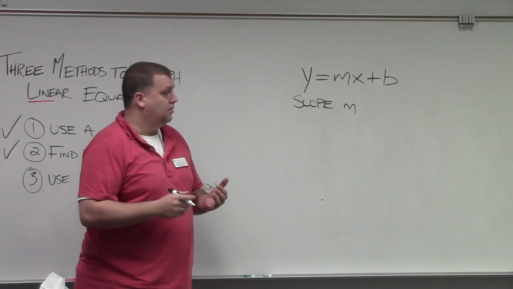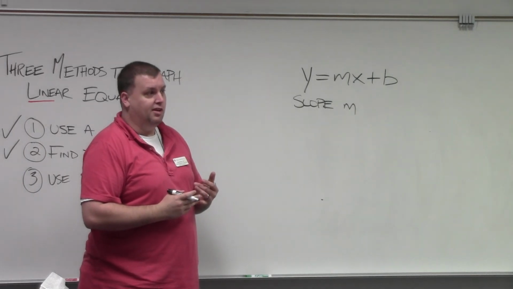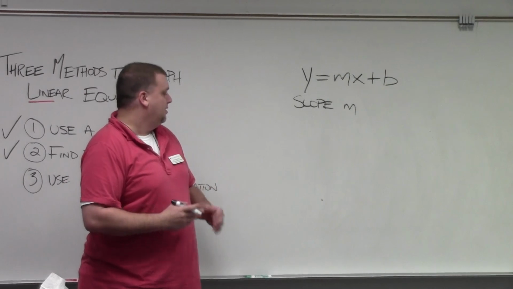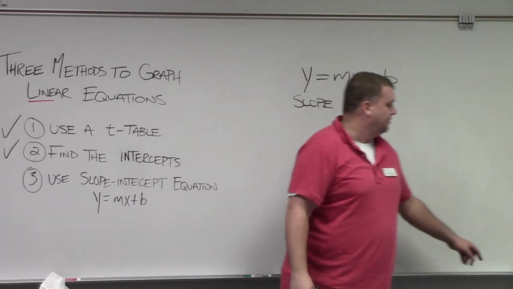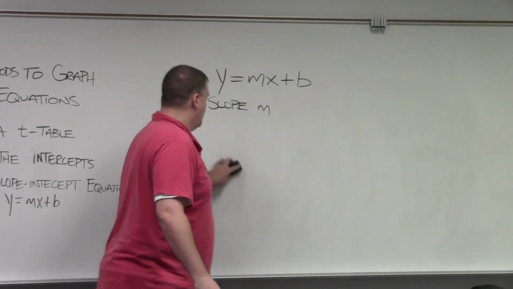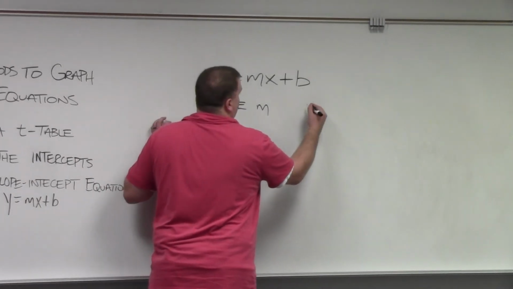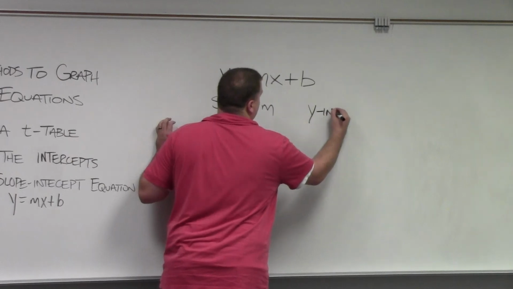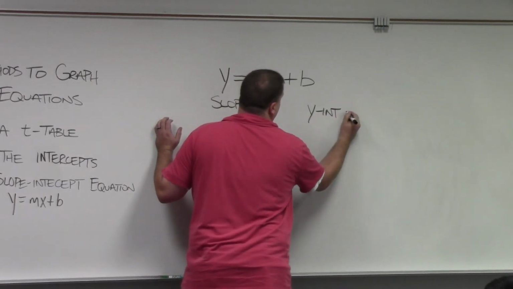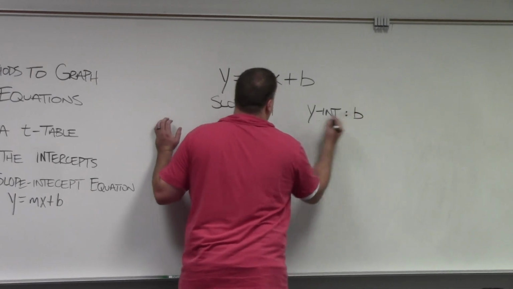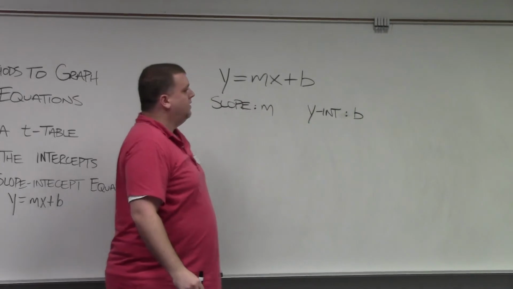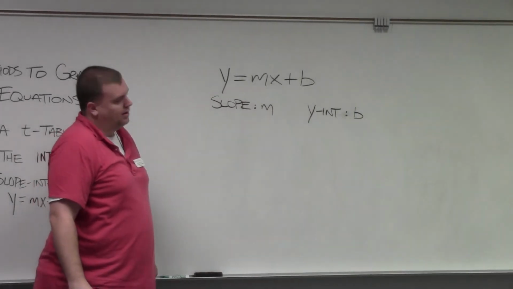Why the letter m? The French came up with the letters m and b for this type of equation, and it stuck around. So that's why the slope is called m. And the y-intercept is going to be b. But it has to be in this form in order to get that information. y has to be by itself.